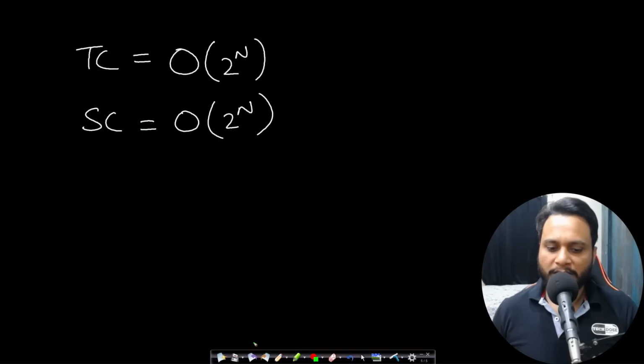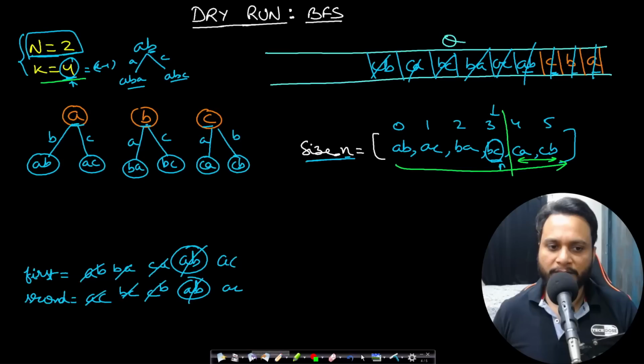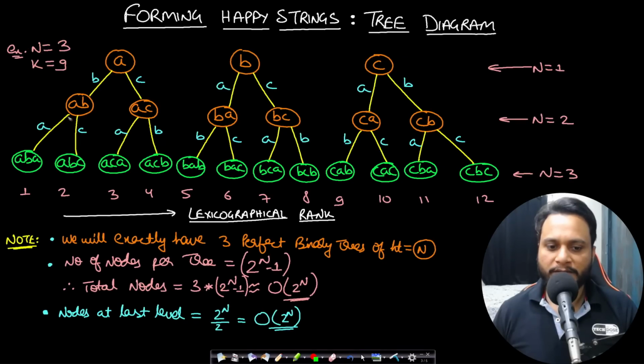Now if you think about the time complexity, then the time complexity will be order of 2 to the power n, and the space complexity is also 2 to the power n, because if you look at this recursion tree diagram, then you know that each of them are of size 2 to the power of n, where n is the height. And so the total number of operations are 3 times 2 to the power n, which is order of 2 to the power n.